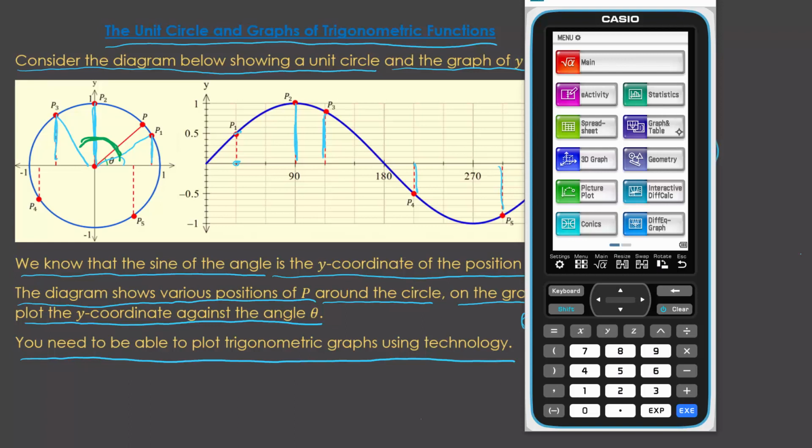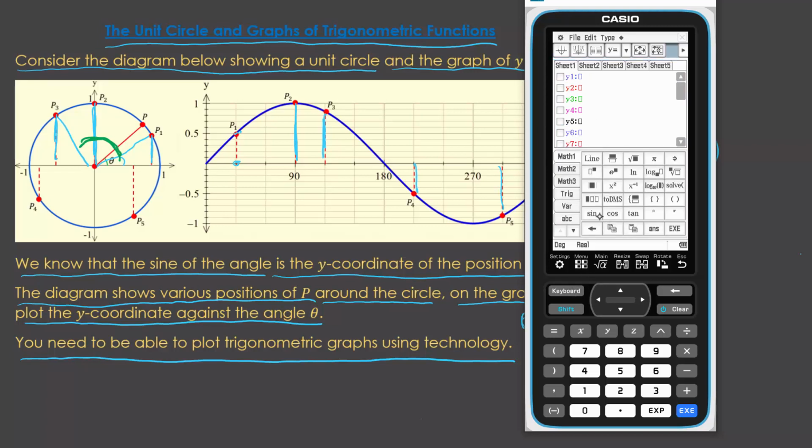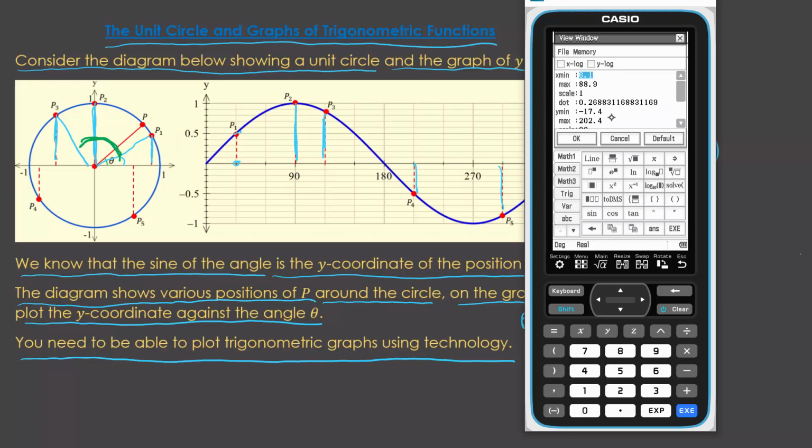So, using our ClassPad, Graph and Table, I'll just clear anything I've got there at the moment. And I'm going to put in here sine x. And I'm in degrees, which is okay. And then I'm going to plot. And I probably won't see very much to start with, but if we change the x to be 0 to 360, and the y, let's go -2 to 2, that should give us a nice picture of the sine graph.